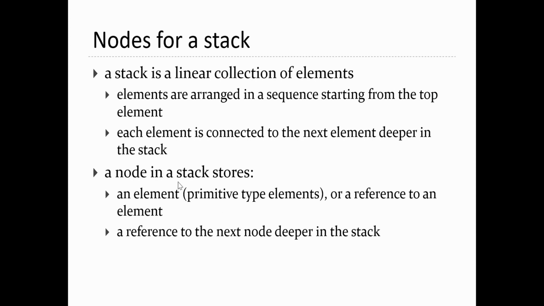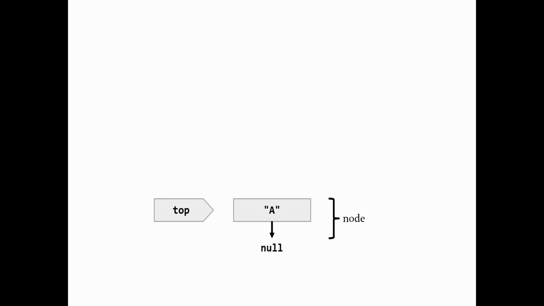Okay, so a node in our stack is either going to store the element if our stack stores elements of primitive type, or it's going to store a reference to an element, and it's going to store a reference to the next node deeper in the stack. Here's a picture of a stack using nodes that has one element in it. Here's our node. The node is this whole thing here, so it's the box plus the arrow.